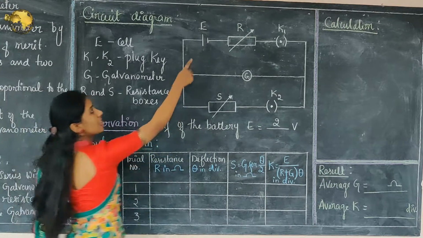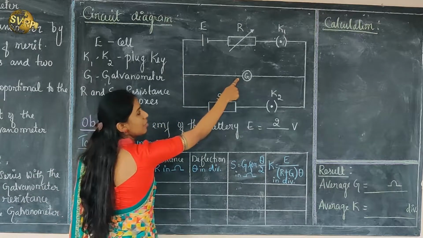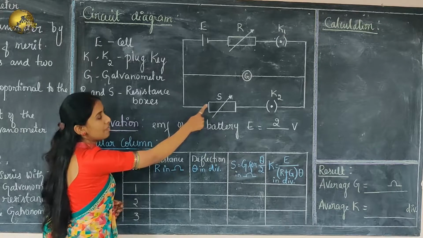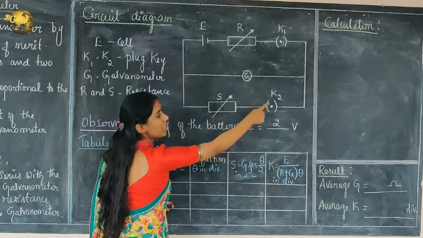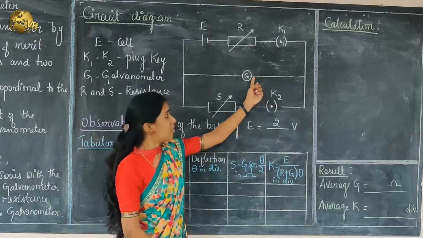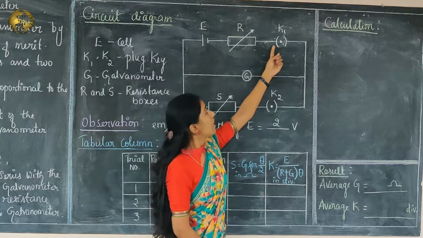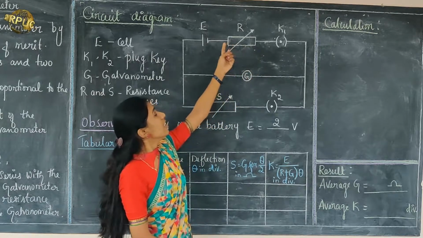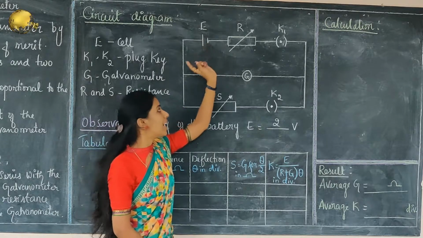Now, the positive terminal of the battery is connected to one end of the galvanometer and also to one end of the resistance box. The other end of the resistance box is connected to one end of the plug key, that is K2. The other end of the plug key is connected to the galvanometer and also K1. The other end of K1 is connected to one end of the resistance box. The other end of the resistance box is connected to the negative terminal of the battery.